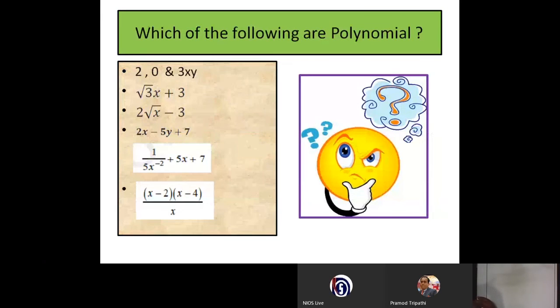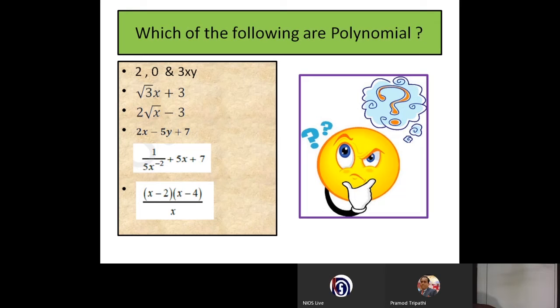Now we come to the solution part here. In the first example, think about whether 2 is a polynomial. You will say that there is no variable. Yes, but the variable is hidden here. The 2 can be written as 2 into 1, and the 1 can be written as x raised to the power 0, or y raised to the power 0, or any variable bearing the exponent 0. So 2 into x raised to the power 0. The x is there, the variable is there, so hence 2 is a polynomial.